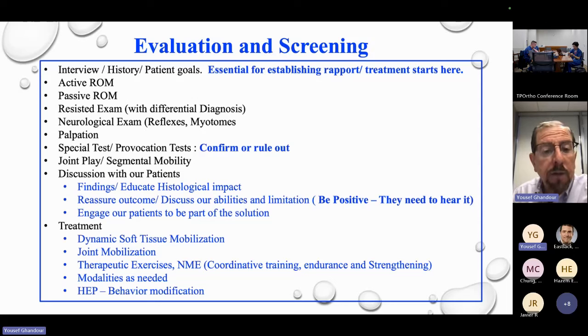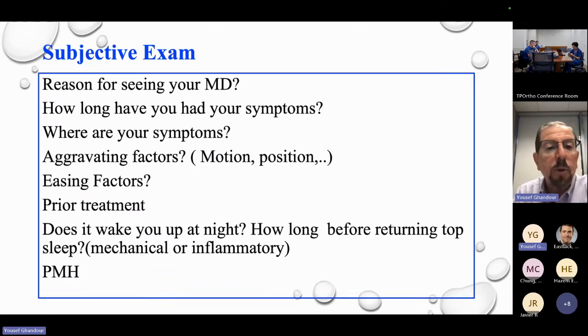to make a positive outcome. And as far as treatment, we look at a combination of soft tissue mobilization and joint mobilization to restore mobility segmentally. That might include, for example, hip mobilization, which will feed into the lumbar spine or SI joint, therapeutic exercises, modalities as needed, as well as home exercise program.